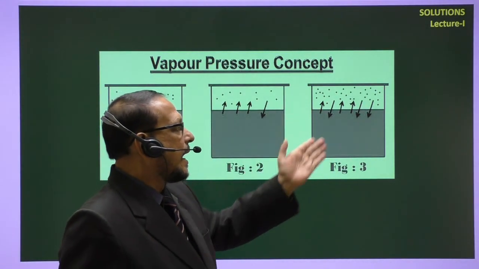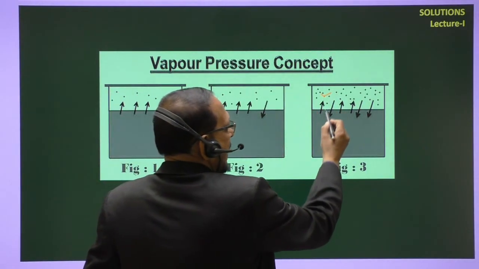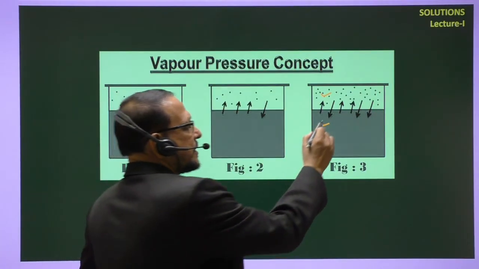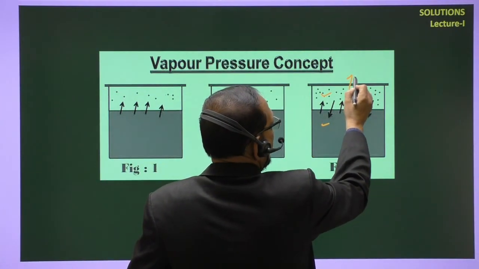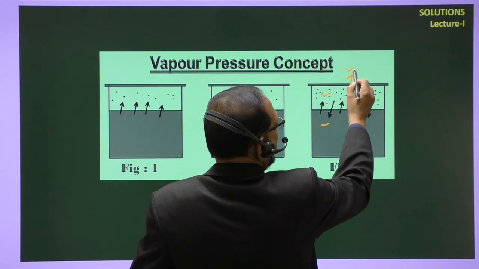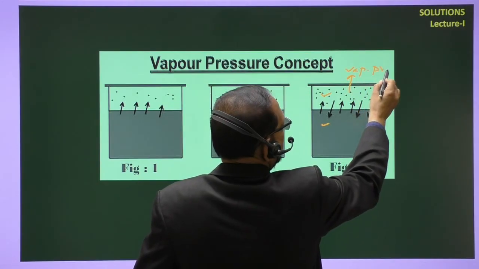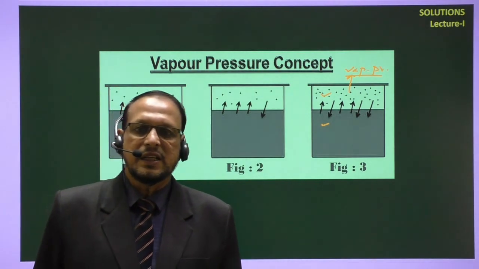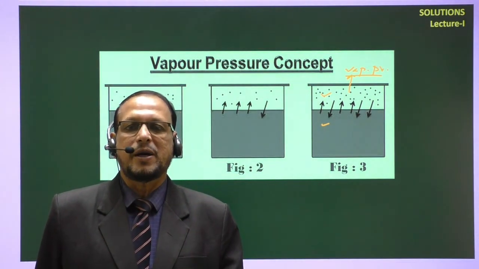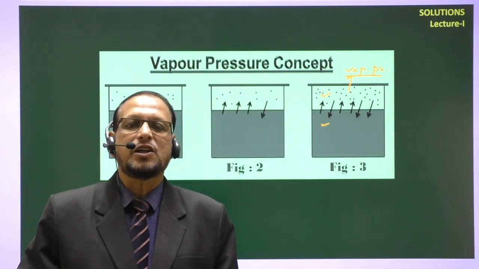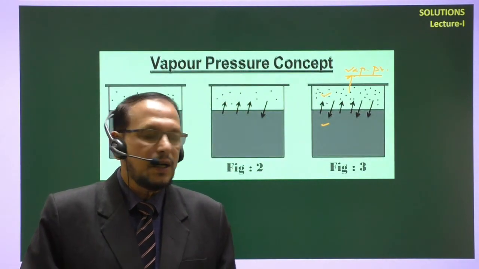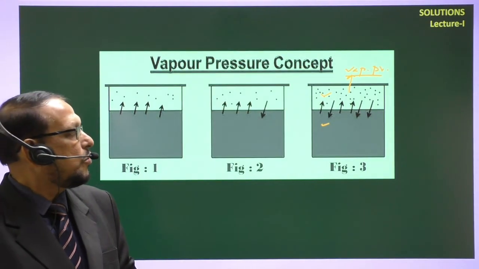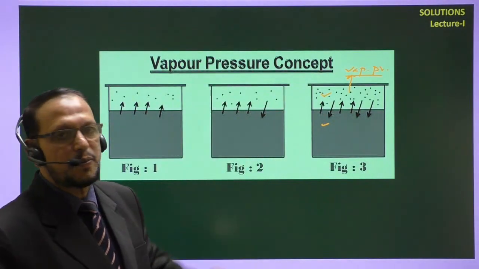When the vapor and the solvent are in equilibrium state, the pressure exerted by the vapor is the vapor pressure. I hope it is clear. The vapor pressure definition is the pressure exerted by the vapor when the vapor is in equilibrium with the pure solvent. Now this is the definition of vapor pressure.